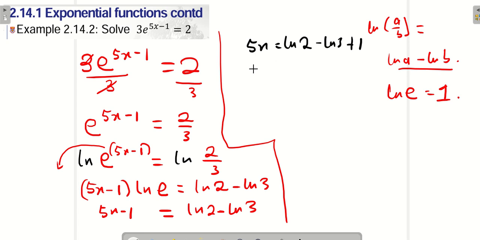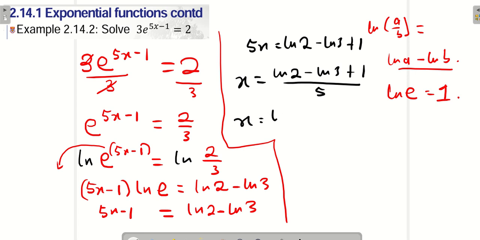Then finally we have x to be equal to ln 2 minus ln 3 plus 1, all divided by 5, or we can write it as x is equal to ln 2 over 5 minus ln 3 over 5 then plus 1 over 5, and that is the answer. They are all constants. We can use the calculator to punch, but you can leave your answer here. Alright.